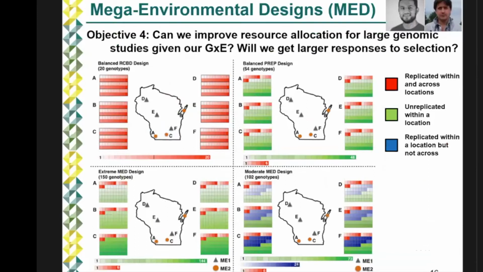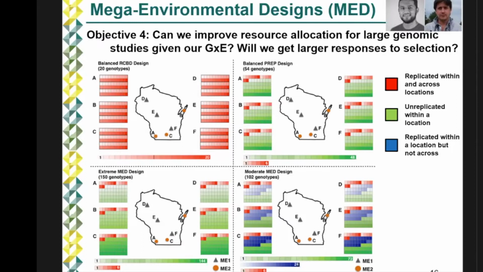So now, putting all these pieces together, right? We heard a few things. Larger population sizes are better, right? Because we have higher predictive ability if we have larger population sizes. Then modeling G by E is very important. Replication and a good experimental design is also very important. So how do we put all of this together to optimize how we allocate the resources in the breeding program?